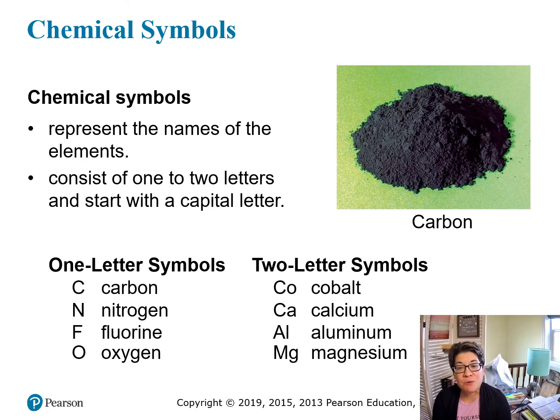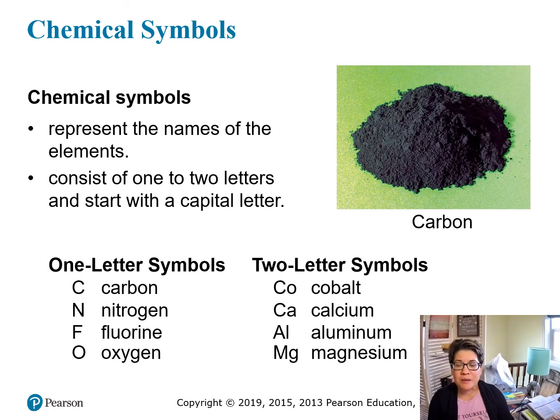Then we also have symbols for each of these elements. And these symbols are usually one or two letters. The first letter is always capital. So if they're a one-letter symbol, it's just a capital letter like carbon, nitrogen, fluorine, and oxygen. And then if they're two-letter symbols, the first letter is capital.